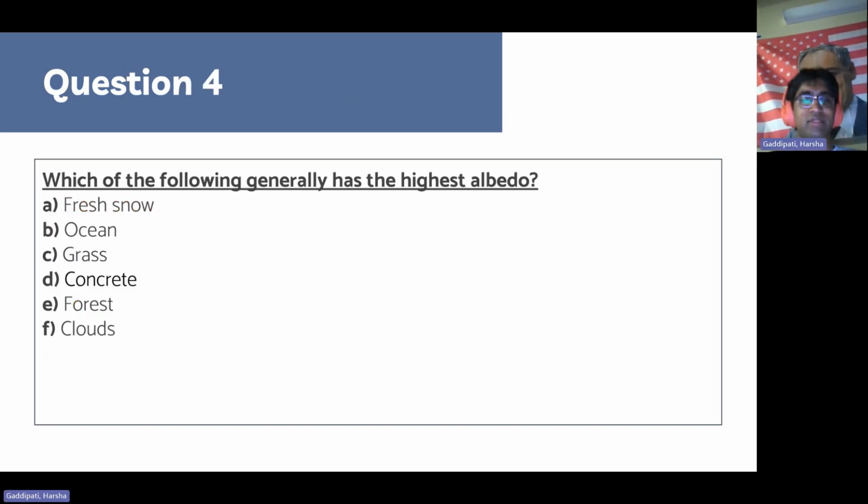Now we see here, which of the following generally has the highest albedo? If you guys don't remember, albedo is just a surface's reflective property. The higher the albedo, the higher percent of light gets reflected by a surface. So I'll give you guys about 30 seconds.